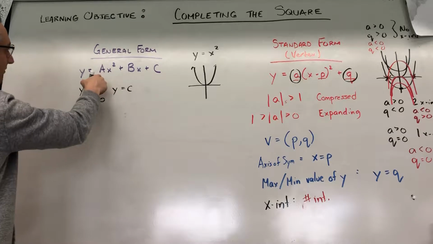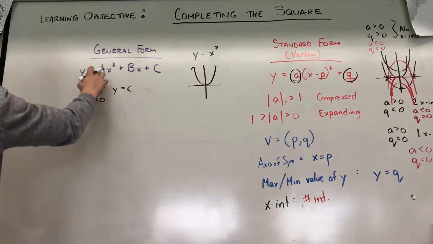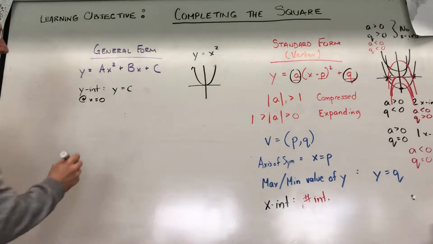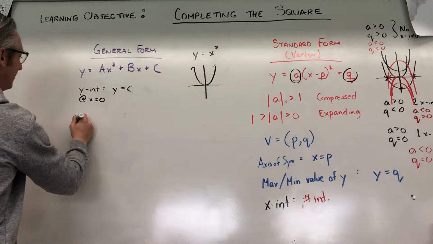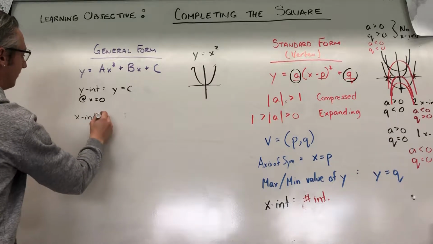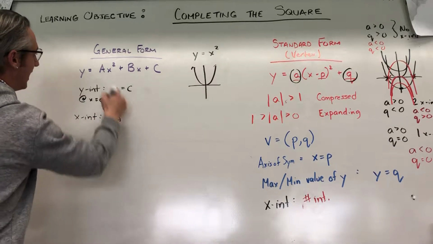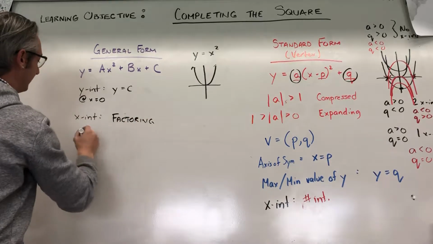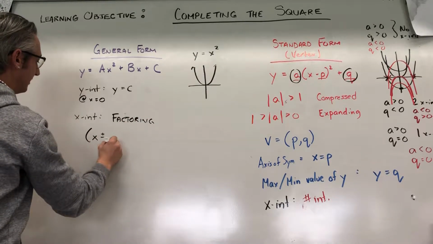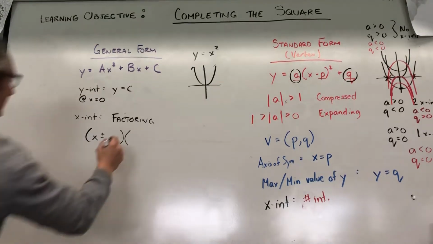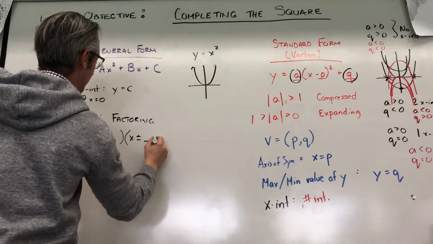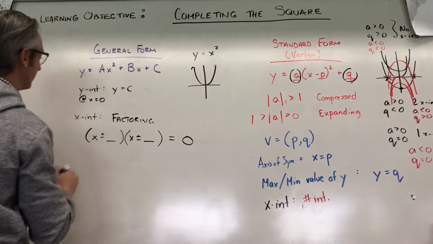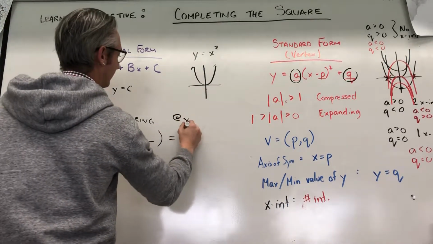We can determine from here whether we're going to be opening up or down. If a is positive, we're opening up. If a is negative, we're opening down. And then our x-intercepts we can figure out by factoring. So if we can factor this into some form, x plus or minus a number, x plus or minus a number, well, these will be our x-intercepts when I make y equal to 0.